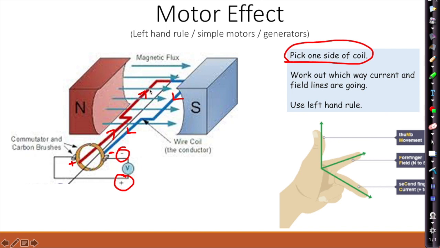So the left-hand side of the coil has got the current moving away from us. So our current is moving away. So your middle finger wants to be pointed into the screen. Now our field lines are going to be moving north to south. So your index finger wants to be pointing to the right.